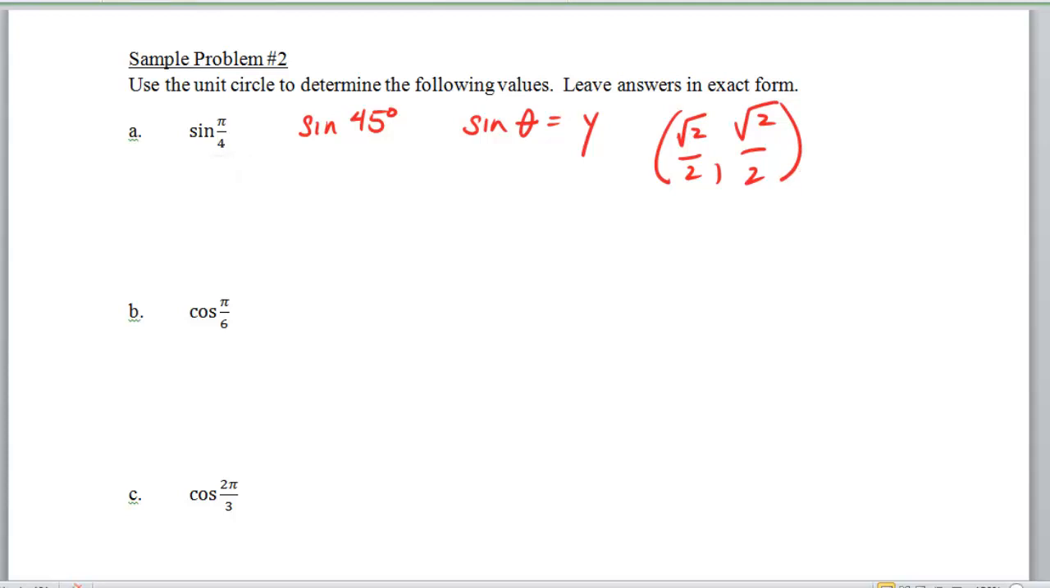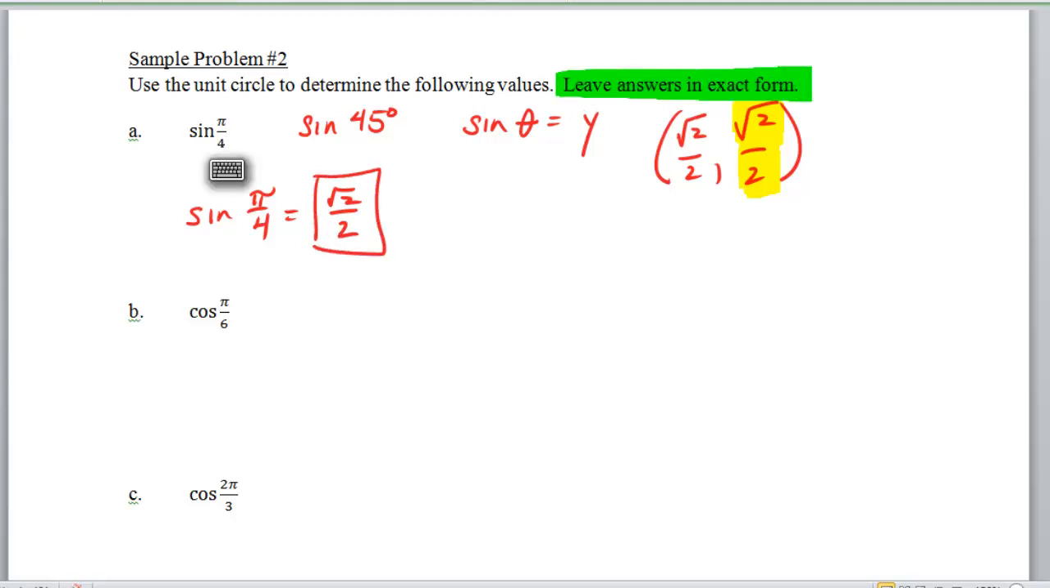Now, if you remember from the previous part of the unit circle, the y value makes up the sine, and so we can simply say that the sine of pi over 4 is going to equal the square root of 2 over 2. So that would be our answer. Now, also keep in mind it said to leave answers in exact form, and when we leave an answer in exact form, we leave it with the symbols in it as opposed to putting it in decimal form. So we'll go ahead and continue to do that for the rest of them. Same sort of pattern there.